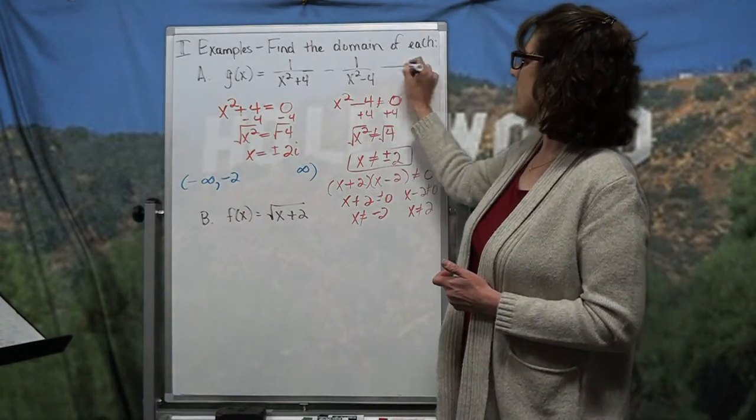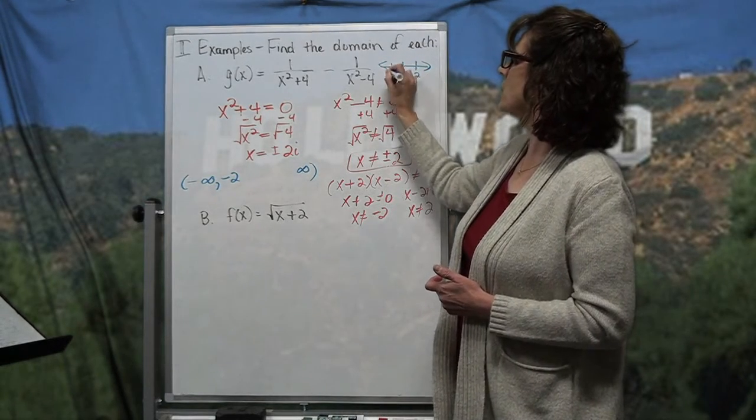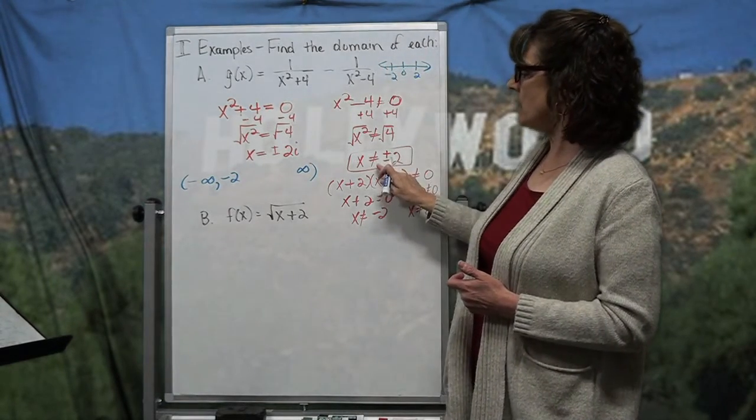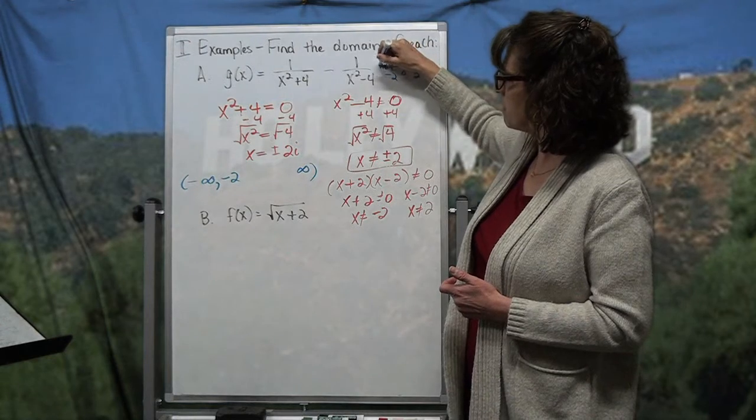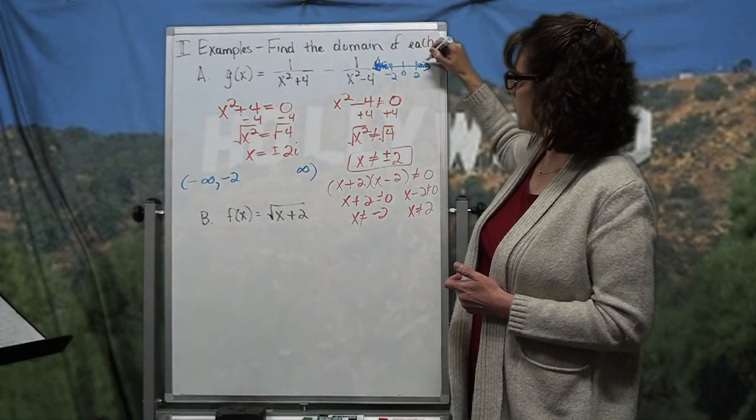Consider the number line. Here's my number line. Here's 0. Here's positive 2. Here's negative 2. This indicates everything back here is going to be perfectly fine. Everything up here is going to be perfectly fine.